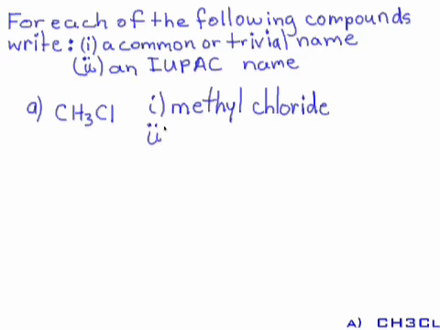The IUPAC name would be based on methane, and we'd name the substituent, and we'd have 1-chloromethane. Since methane is the only carbon, the 1 is not necessary, and you can say chloromethane. Chloromethane is all one word. Methyl chloride, however, is two separate words.